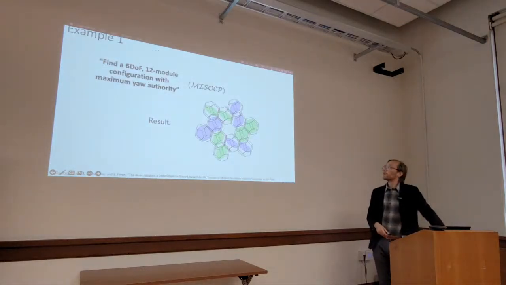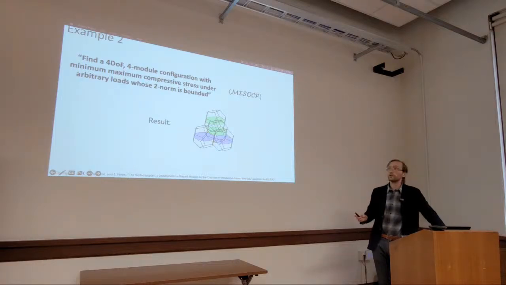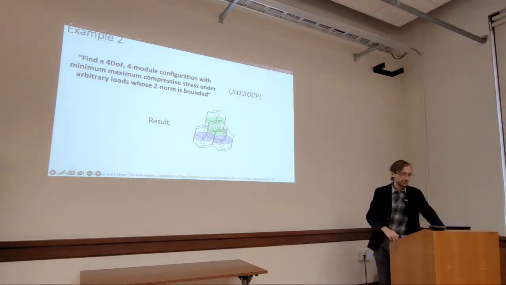So we can formulate this problem, for example, as finding a 6-degree of freedom 12-module configuration which maximizes yaw authority. That's a mixed integer second-order cone program, and we end up with this configuration. If we formulate a simple program of finding a 4-degree of freedom 4-module configuration which maximizes some structural performance criterion, we end up with this tetrahedron structure.